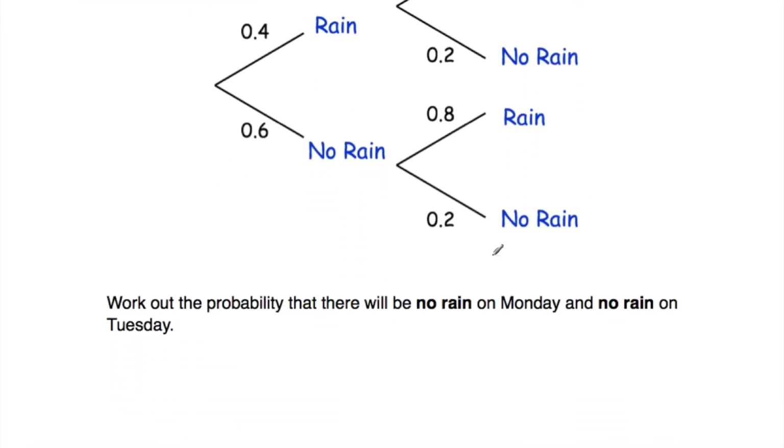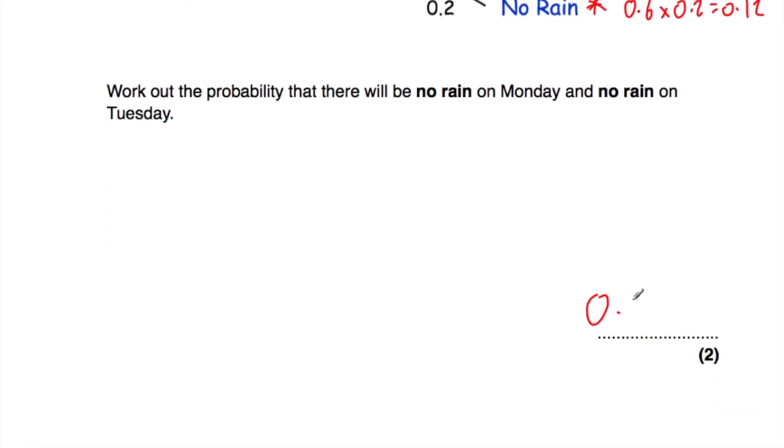The question says, work out the probability that there will be no rain on Monday and no rain on Tuesday. So we want the probability of no rain and no rain. To find this, we multiply the probabilities along the branches. So we do 0.6 multiplied by 0.2, and that's equal to 0.12. So the probability of no rain and no rain is 0.12, and we find that by multiplying the probabilities along the branches.